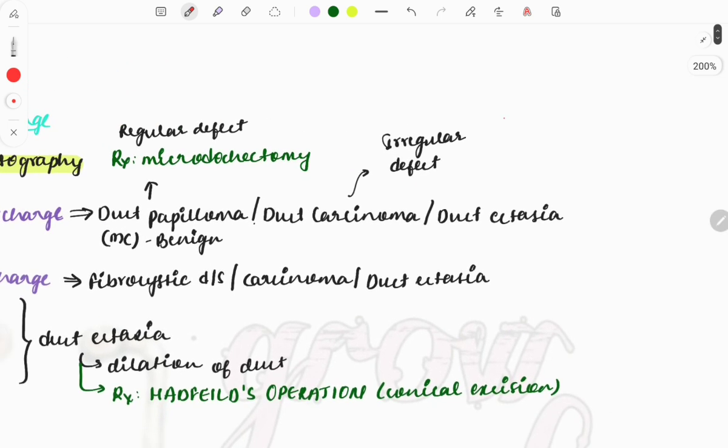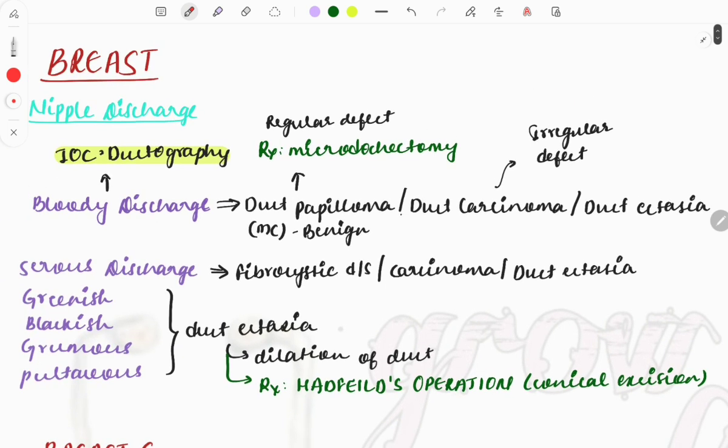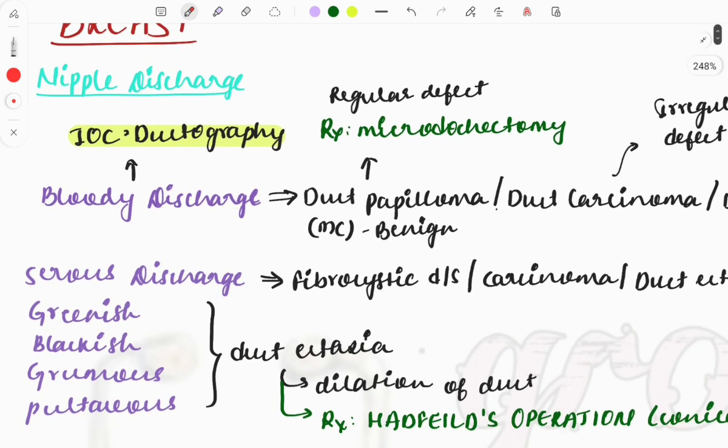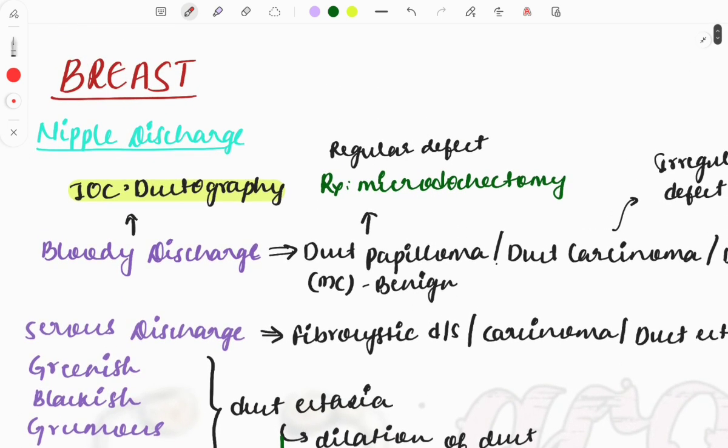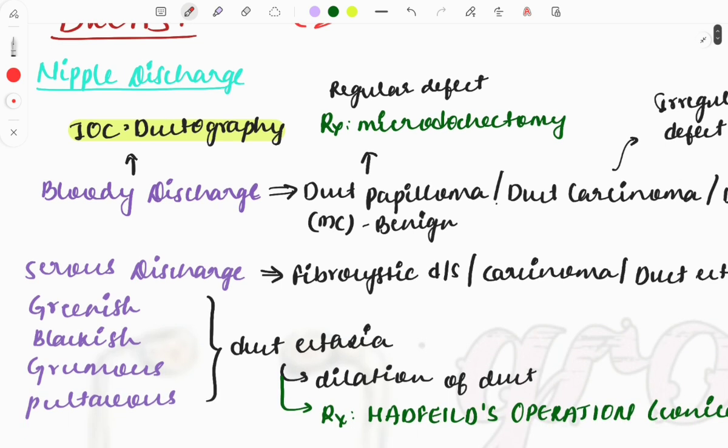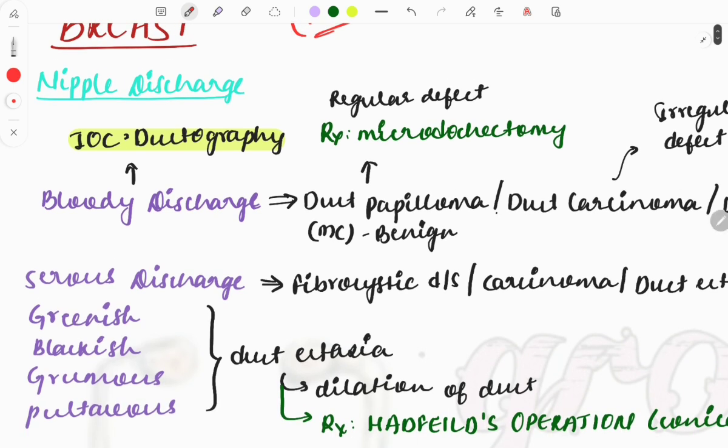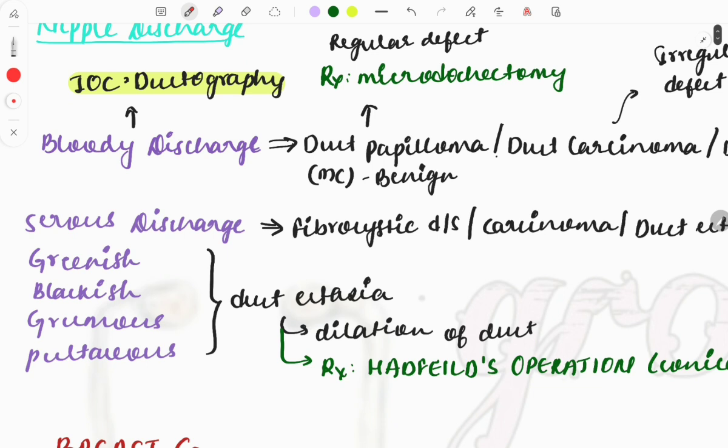We will be doing the breast today. We will be discussing everything about the breast: benign tumors, then cancer, then how to manage the breast surgeries. First is nipple discharge. You can expect one or two questions from the breast in all the exams, so if you watch this video completely, you can easily score 1 or 2 marks in the exam. Various types of nipple discharges are there.